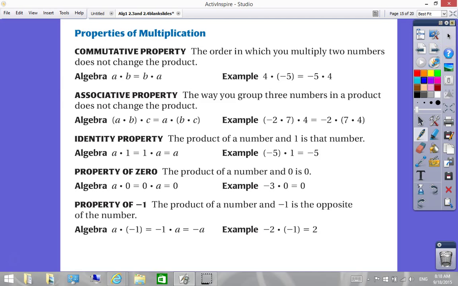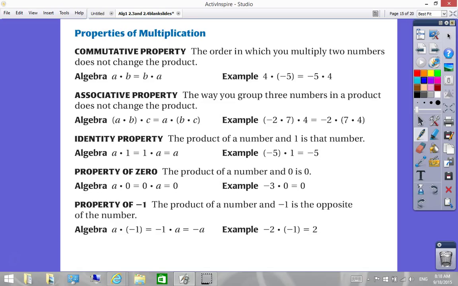So now we have properties for multiplication. And you could see 1, 2, 3. The first 3 are kind of like what we had with addition. There is a commutative property, which means order doesn't matter when you multiply. There's an associative property that says grouping doesn't matter when you multiply.